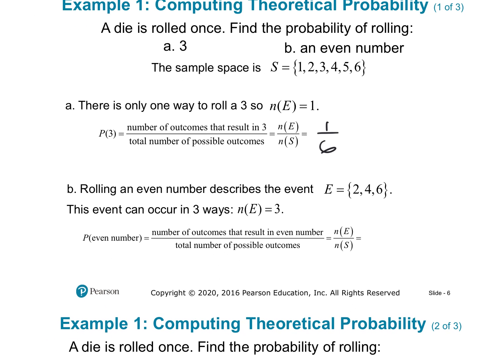Rolling an even number describes the event E, so 2, 4, or 6. This event can only occur in 3 ways, so your n(E) is 3. And it's still that same sample space, so 3 out of 6, which equals 1/2. So it's more likely to get an even number than it is to get a 3.